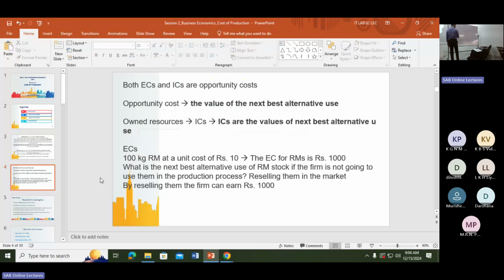So what is the next best alternative use of the manager? Rather than hiring this manager for this particular firm, the firm can resell the manager's efforts to an outside firm. By doing so, the firm can earn the same salary they have paid. So likewise, for each and every input that they have purchased from an outsider, they become opportunity costs.